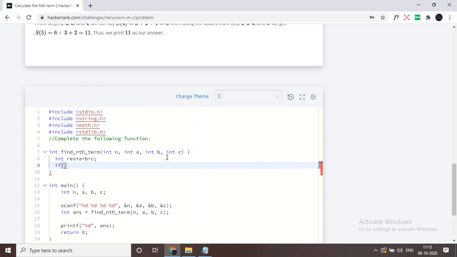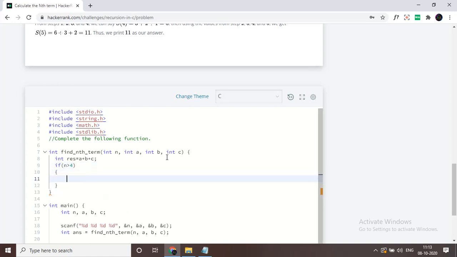What I have to find here is n greater than 4. For example, I'm going to give n is equal to 6. For the first time, what is the value? 6 is greater than 4. Yes, it is true. Then the next time I'm going to write 5 is greater than 4. This time also it is true. Then 4 is greater than 4. This time it is going to be false here.